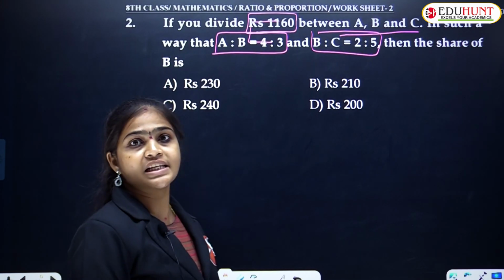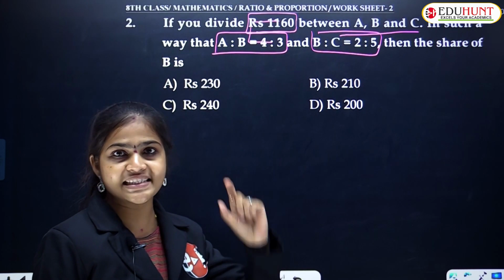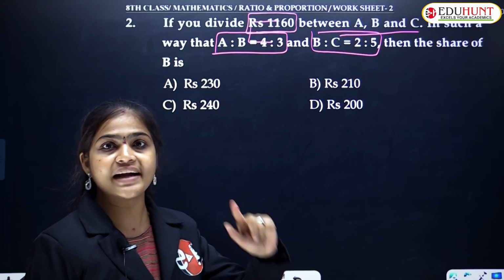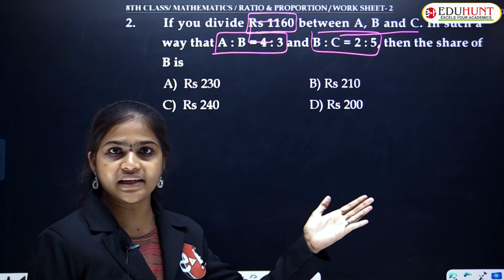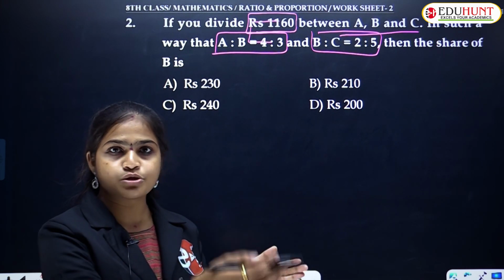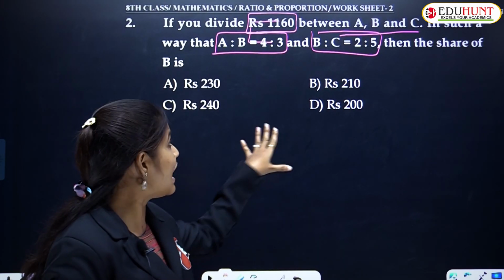But the previous worksheets' questions were related to one amount, for example 216, divided among 3 persons, where they directly gave the ratio of 3 quantities, A is to B is to C. Some questions are of that type. But here how have they given it?